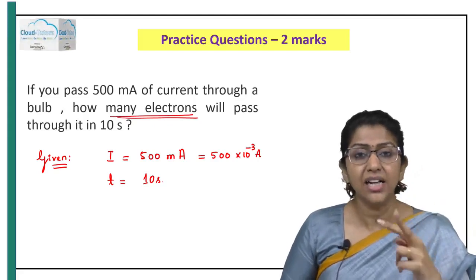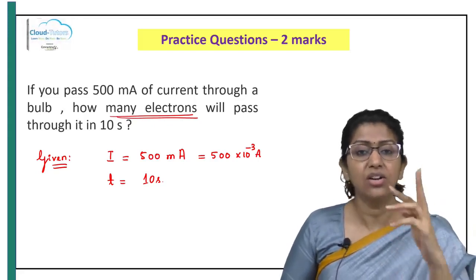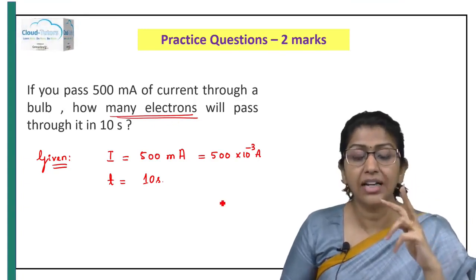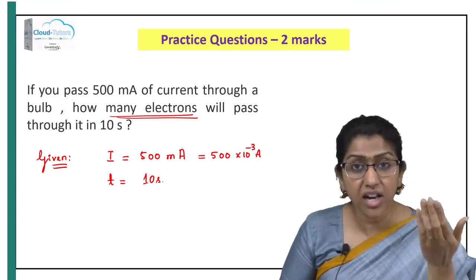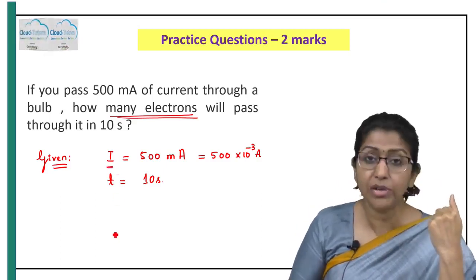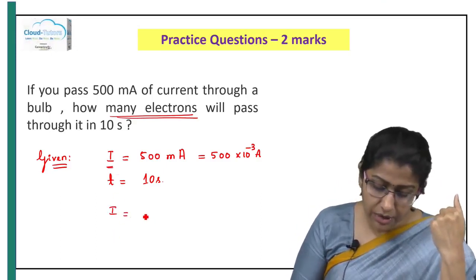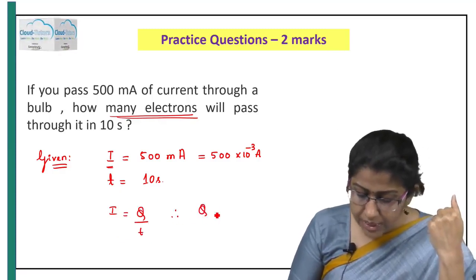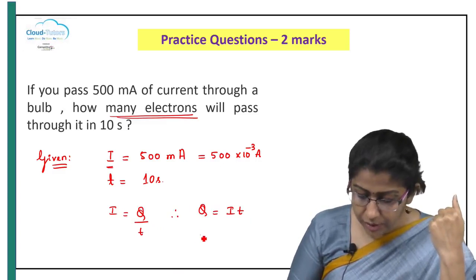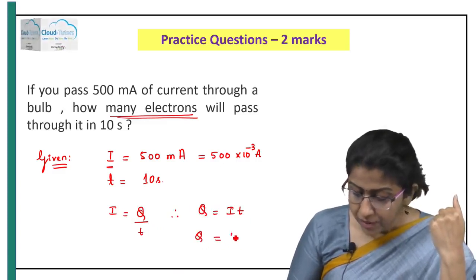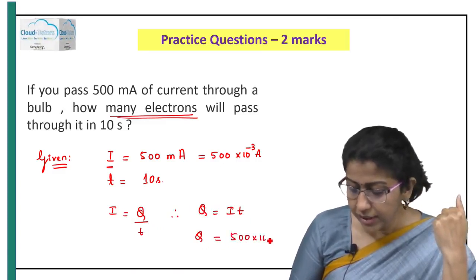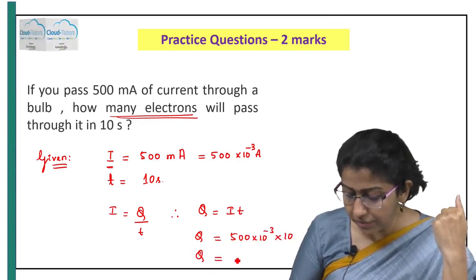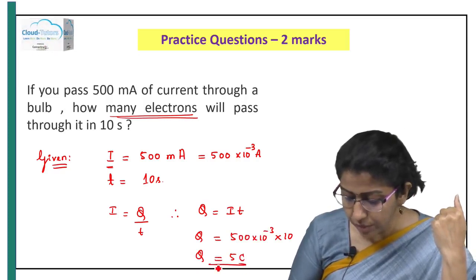It's a slightly tricky question. You need to go through two steps here, right? In order to calculate number of electrons, we need electric charge. So how do we do that? Using equation of current, I is equal to Q by T. Therefore, Q is equal to I into T. You get Q is equal to 500 into 10 raised to minus 3 into 10 seconds. So how much do I get? I get Q is equal to 5 coulombs.